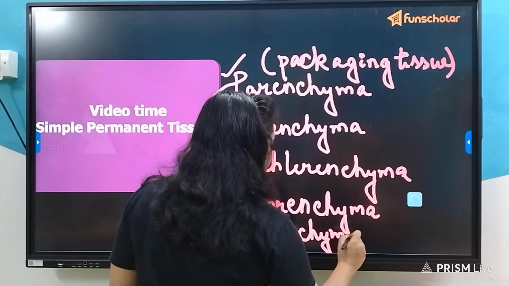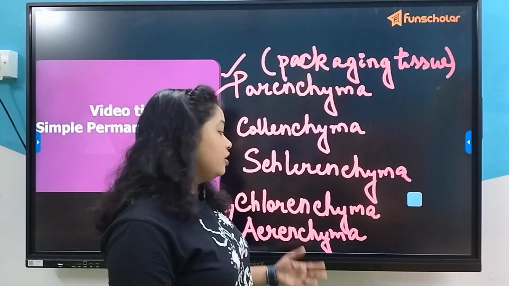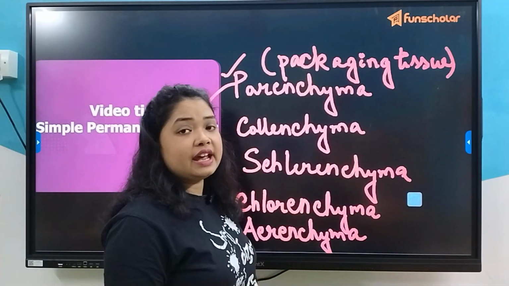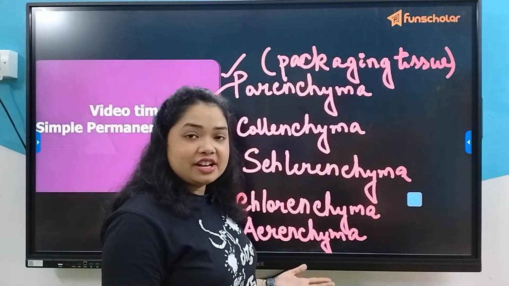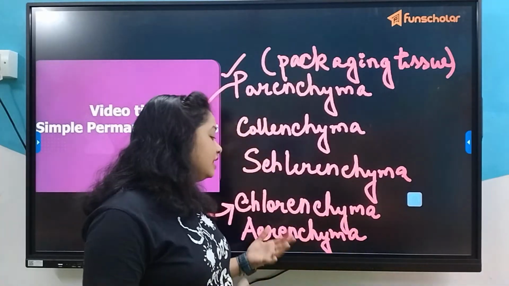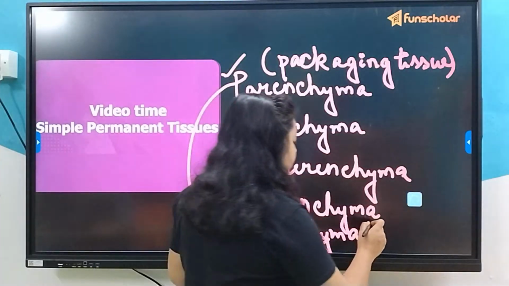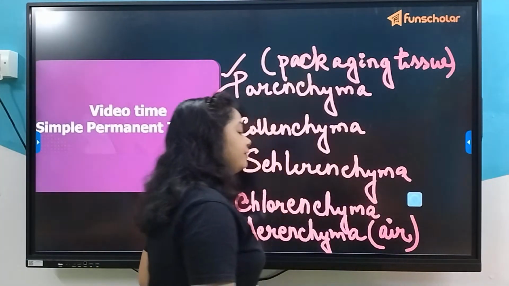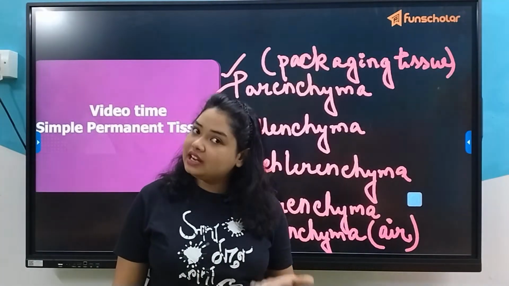What is aerenchyma? Aerenchyma consists of air. Now can you guess what will be its function and where can this type of tissue be found? Yes, so its function is to make the leaves light. These are present in the leaves of the plants, and since aerenchyma is filled with air, if something is filled with air, what will happen? It will make that thing very light.